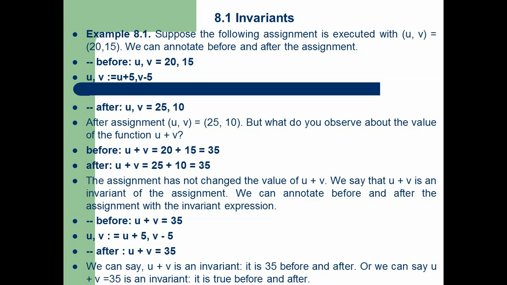The first example is, suppose we have assigned two variables the values 20 and 15. The two variable names are U and V. We can annotate before and after the assignment. What is the invariant here? Consider two variables U and V whose values are 20 and 15 before the loop starts, and after some processing, that variable's property remains constant. That variable property is known as invariant.